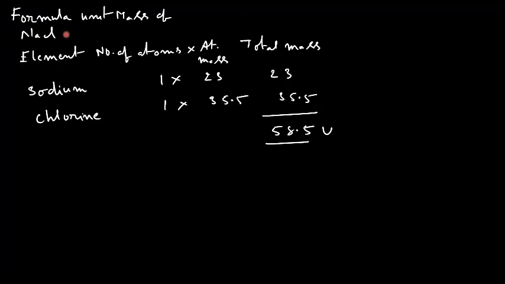Now let us find the formula unit mass of some more substances. Sodium chloride, NaCl. So here one sodium atom is there, one chlorine atom is there. Mass of one sodium atom is 23. Mass of one chlorine atom is 35.5. Therefore, formula unit mass of sodium chloride is 58.5.